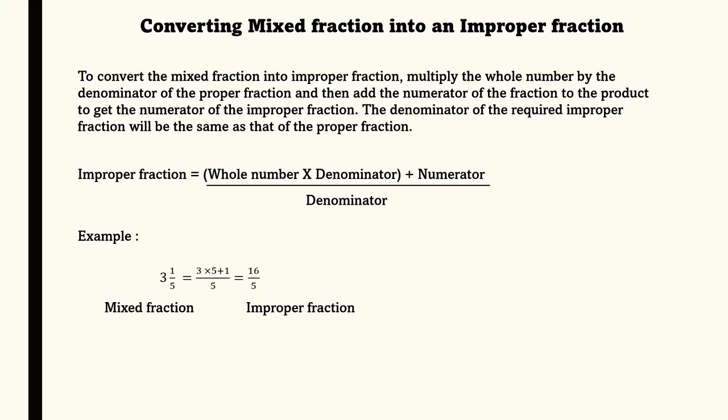The mixed fraction, that is 3, 1 by 5. Turning it into an improper fraction, we first have to multiply 3 into 5, that is 15, plus 1, that is equal to 16. So the improper fraction is 16 by 5.